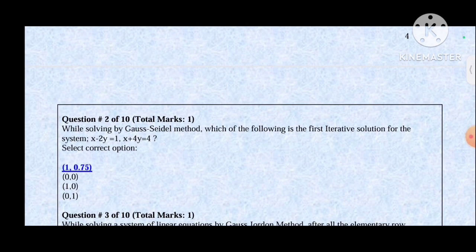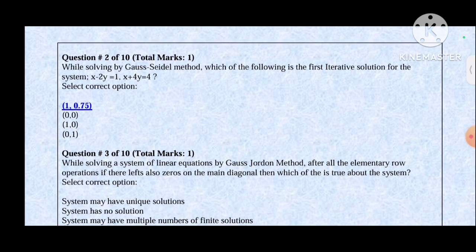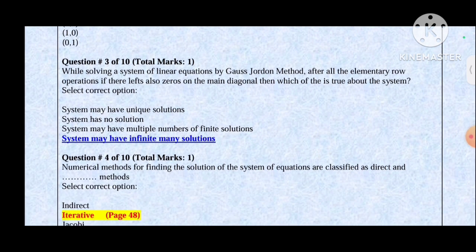While solving by the Gauss-Seidel method, which of the following is part of the iterative solution for the system x minus 2y is equal to 1 and x plus 4y is equal to 4? Answer: 1, 0 and 0.74. While solving a system of linear equations by the Gauss-Jordan method, after all the elementary row operations, if there is a 0 on the main diagonal, then which of the following is true about the system? The system may have infinitely many solutions.